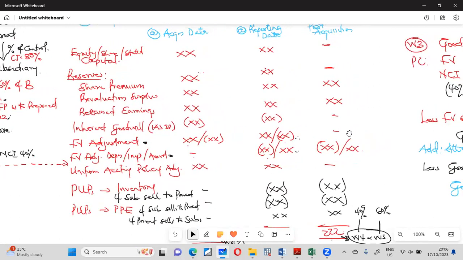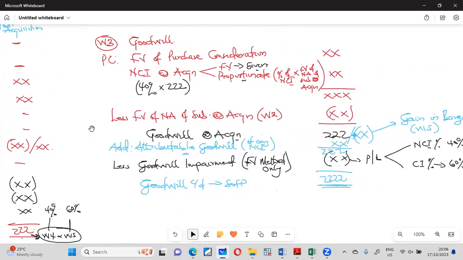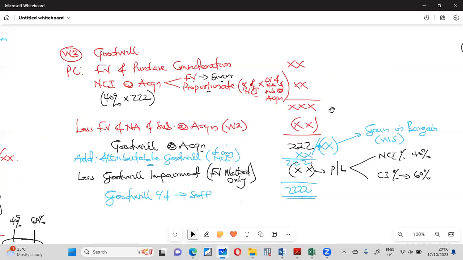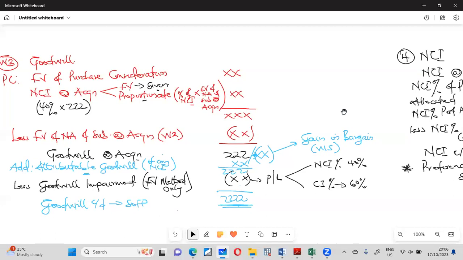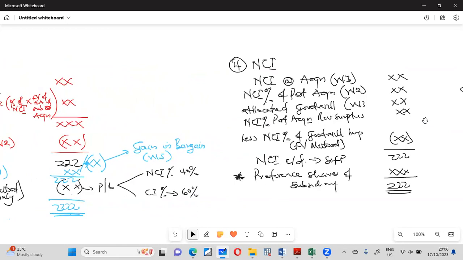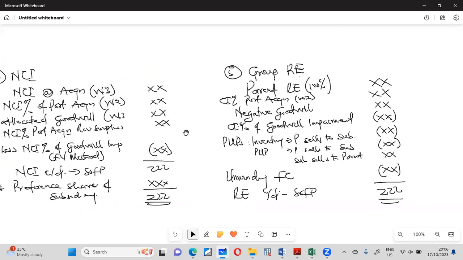Then we have the goodwill also fully illustrated. Then working 4 is NCI. We have this. Then the last working is group retained earnings, and this is what we have. So we are going to use it to practice an illustrative question, and after which I want to believe that you will keep practicing before we meet again next week.